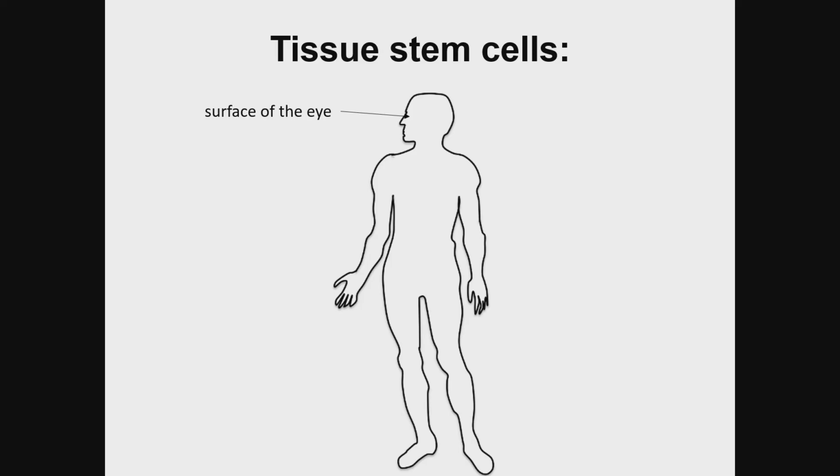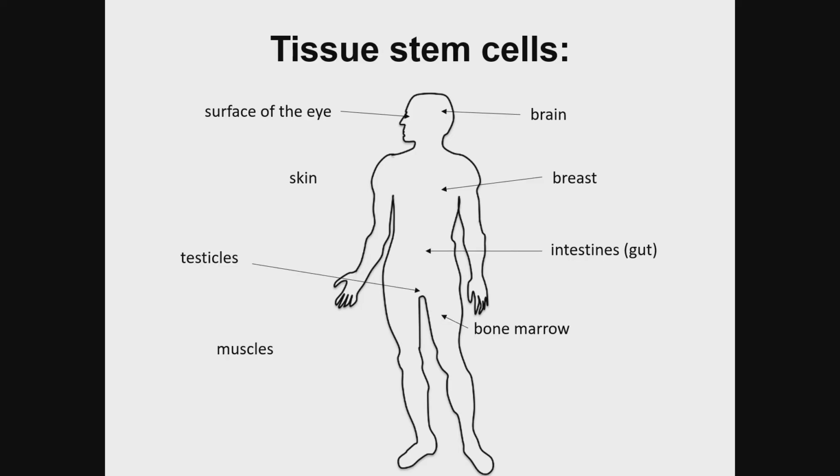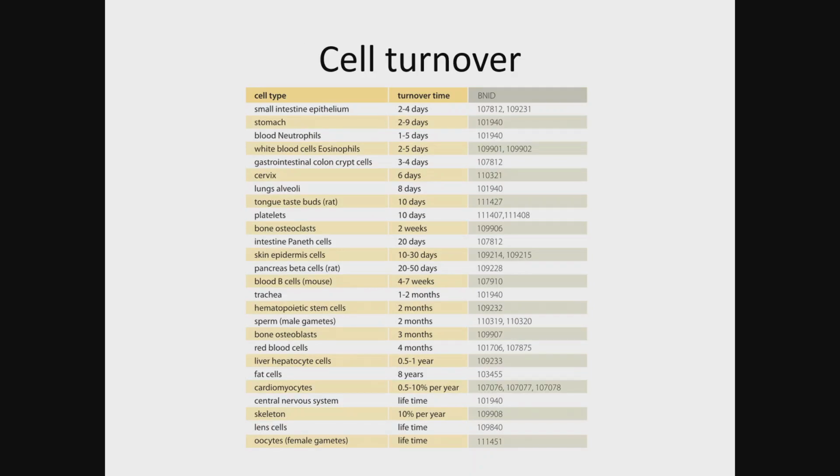So in adults, we have stem cells in the eye, in the brain, a little bit in the hippocampus, in the skin, breast, the gut, testicle, muscle, bone marrow. And this is the experiment I was telling you about yesterday, on how long the cells live. For example, the turnover of a cell over time. You can see that in the gut, we have cells that usually live 2 to 4 days, and then they are completely gone, and we have new cells.